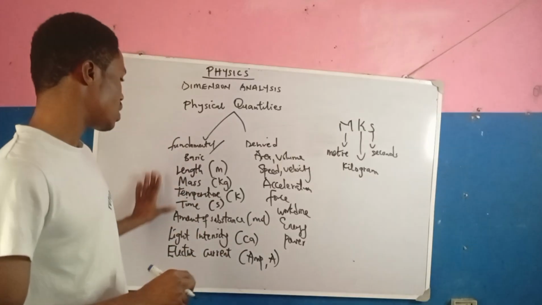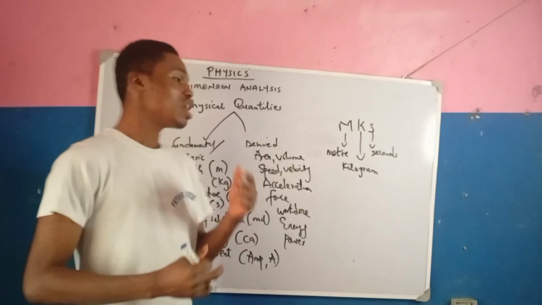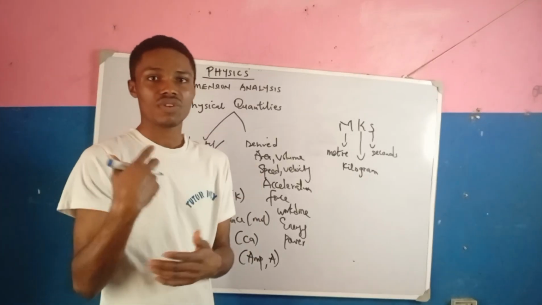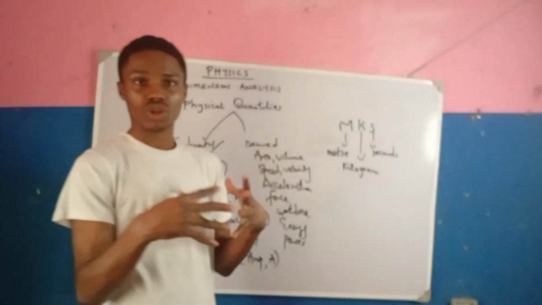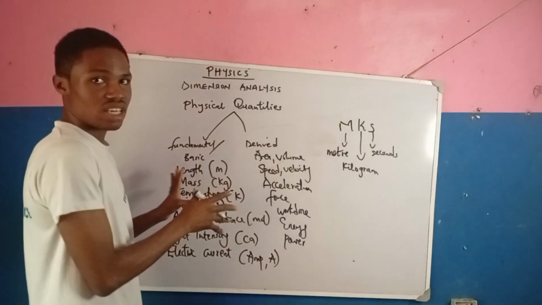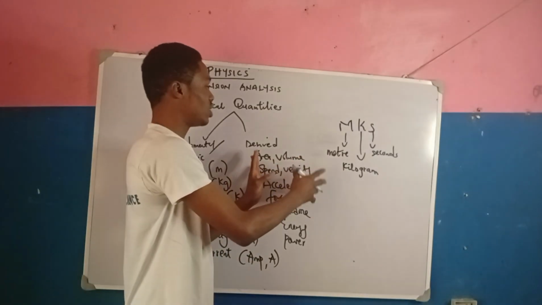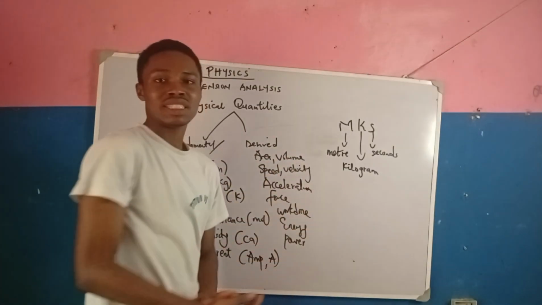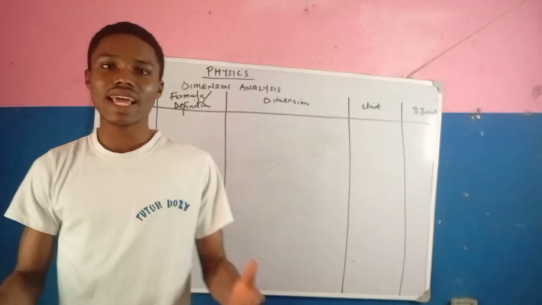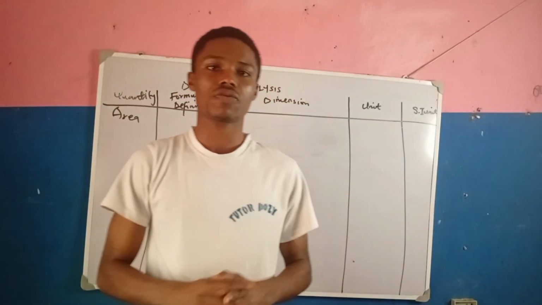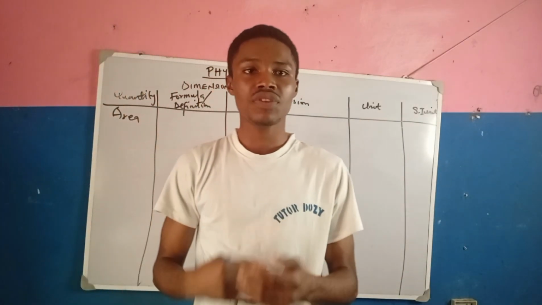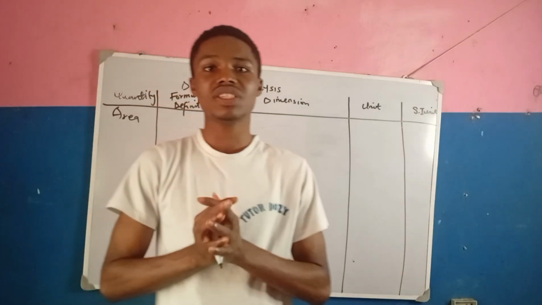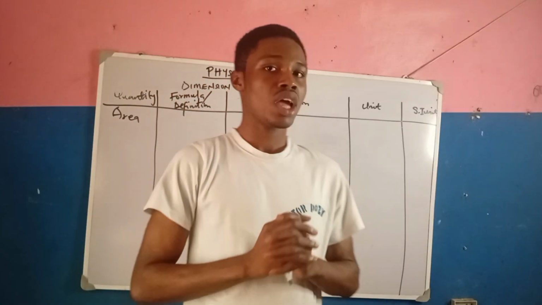Since we have gotten the fundamental quantities and see that they are independent, we can't get any of these quantities from a combination. They are basic. So let's focus our interest on the derived quantities and get their dimensions. Now let's find the dimension of some derived quantities and their basic units together with their SI unit.